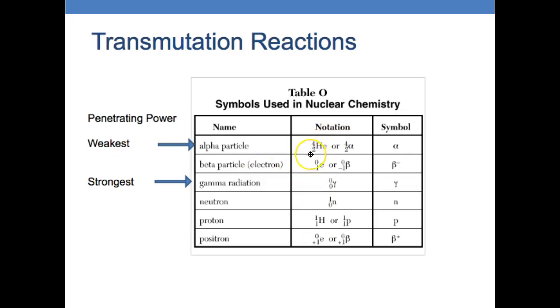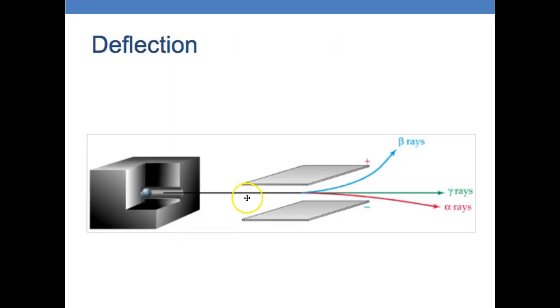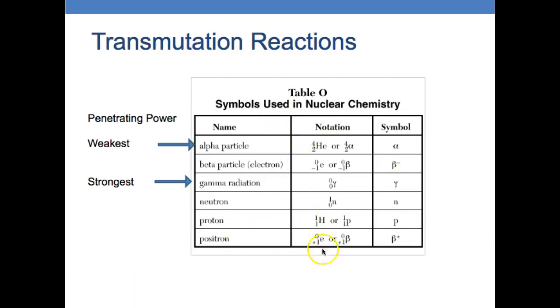Let's look at the alpha particles. Their charge is 2. They have 2 protons, basically a helium nucleus. Pass them through a magnetic field. Where's the positive going to go? Boom, towards the negative. You don't have to memorize any of this. Obviously, it's all listed on table O. You do have to be comfortable with the symbols.